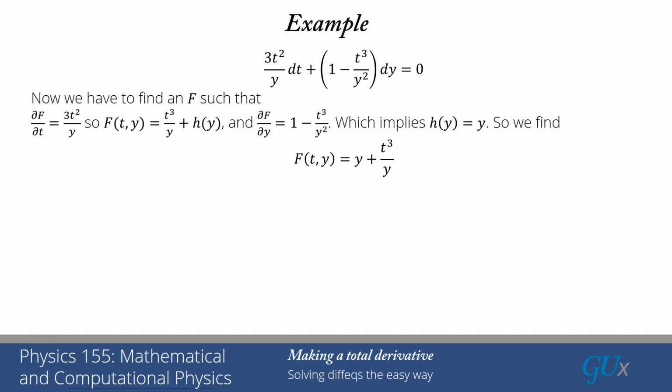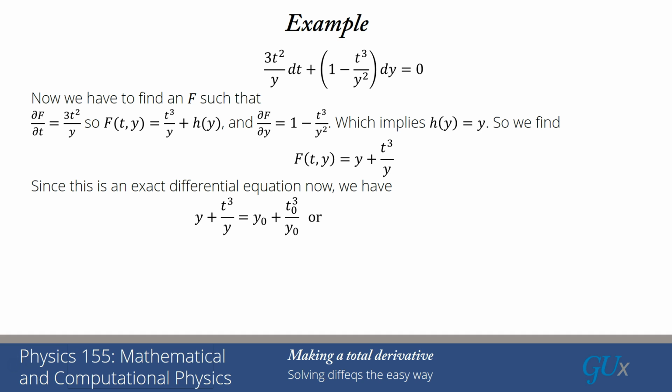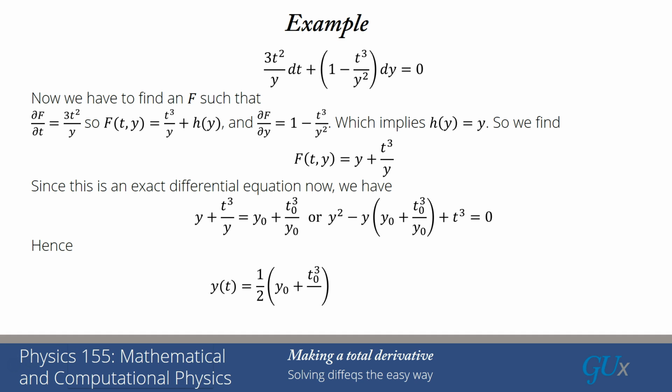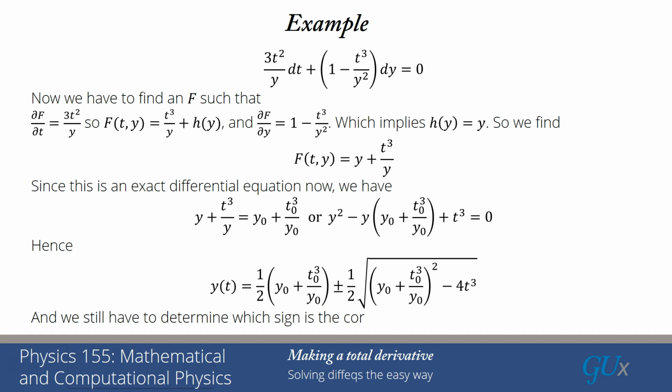So if I let y0 denote y evaluated at t0, then all I have to do is set f equal to that constant value at y0, t0. And so y plus t cubed over y is equal to y0 plus t0 cubed over y0. I multiply that whole thing by y, bring everything to the left-hand side, and I get a quadratic equation: y squared minus y times (y0 plus t0 cubed over y0) plus t cubed is equal to 0. Now I can just solve the quadratic equation. It's a little bit of algebra, but it's not too bad. I get 1/2 (y0 plus t0 cubed over y0) plus or minus 1/2 the square root of (y0 plus t0 cubed over y0) squared minus 4t cubed.